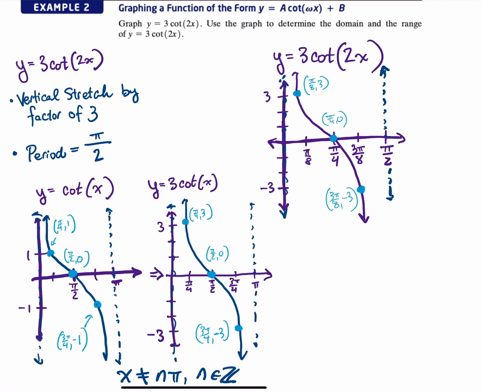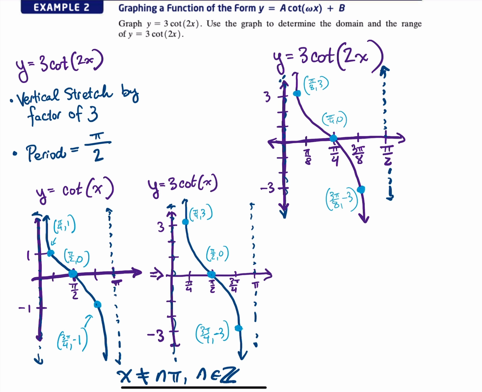So you can see it as taking our previous graph and then dividing all of our x coordinates by 2. And that causes this compression horizontally. It pushes everything in for this whole cycle to happen between 0 and pi over 2 instead of from 0 to pi.